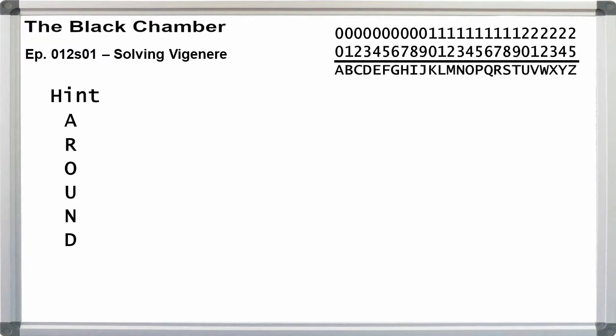Shifting each letter, A plus 9 is J, R plus 9 is A, O plus 9 is X, and our other ranges are U to D, N to W, and D to M.